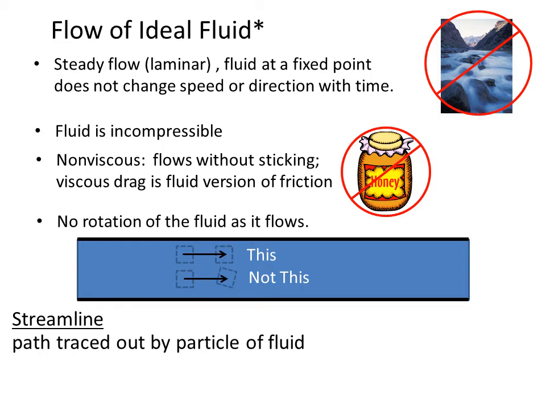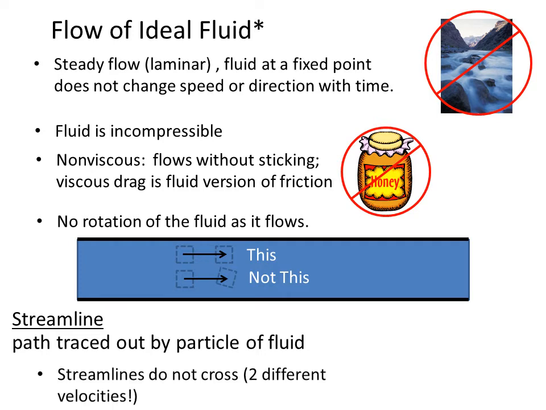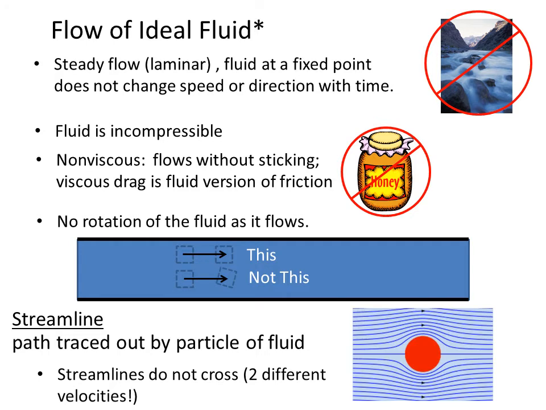Streamlines are the path traced out by a particle of fluid in the flow. Streamlines do not cross because that would mean that a particle of water at the cross would have two different velocities, so that can't happen. Here's an example of streamlines as the flow of water or some other liquid encounters a cylindrical obstruction, the red circle. We see that the streamlines bend as they go around the obstruction, and so you can see that the particles change their direction and perhaps velocity as they go around the structure, but they do not cross.